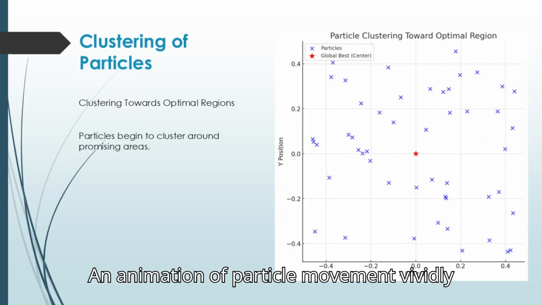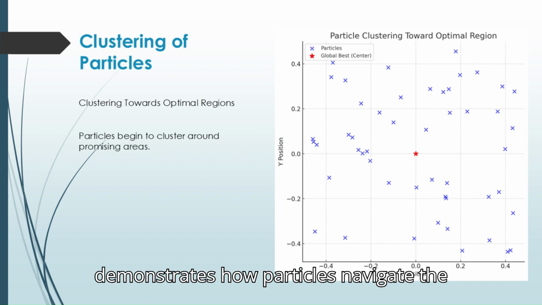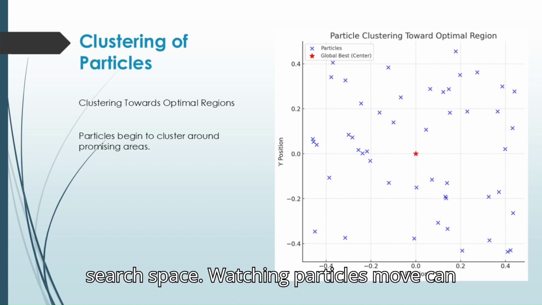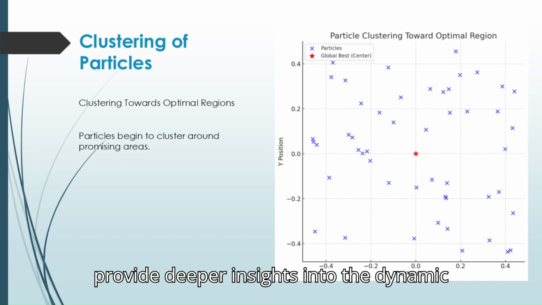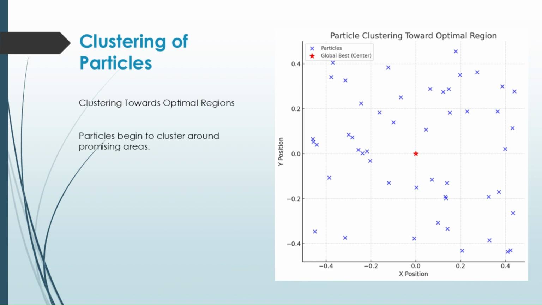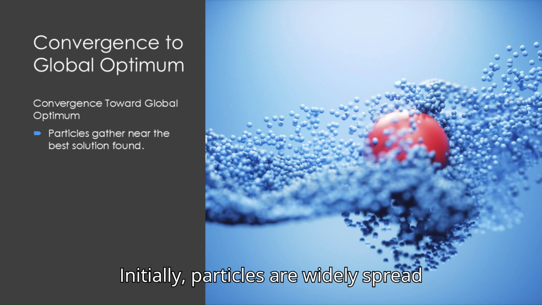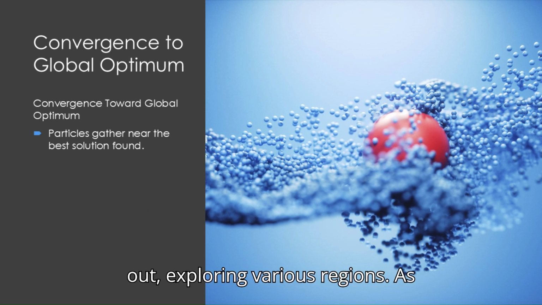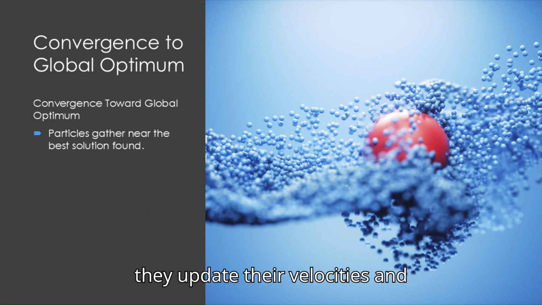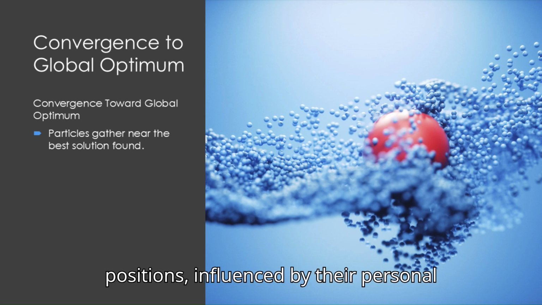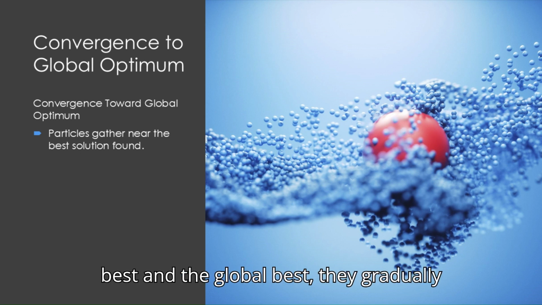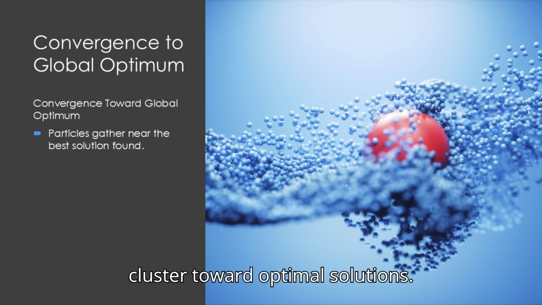An animation of particle movement vividly demonstrates how particles navigate the search space. Watching particles move can provide deeper insights into the dynamic behavior of PSO. Initially, particles are widely spread out, exploring various regions. As they update their velocities and positions, influenced by their personal best and the global best, they gradually cluster toward optimal solutions.